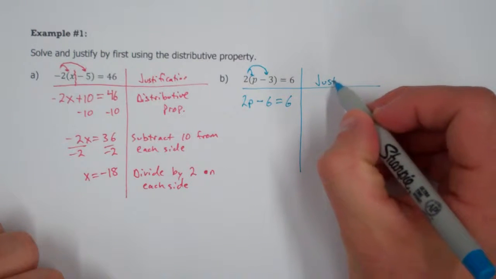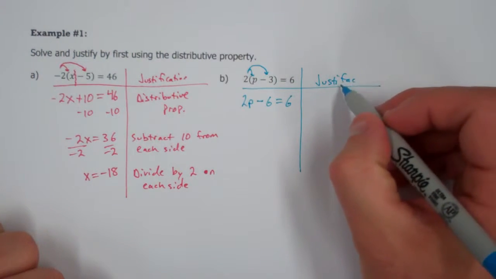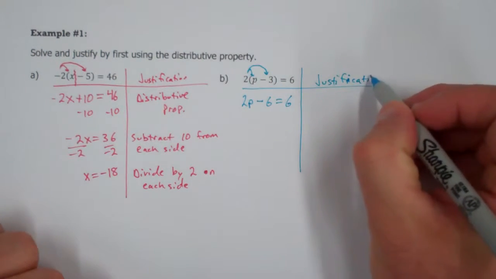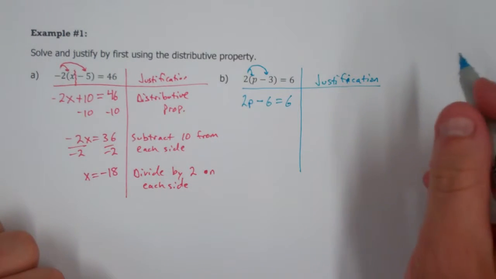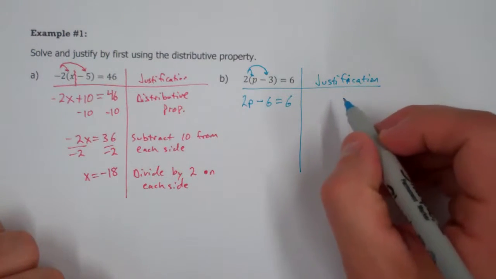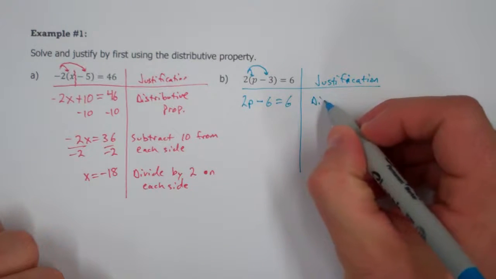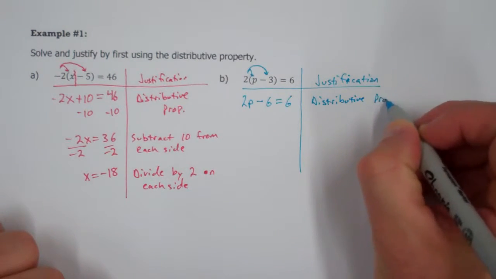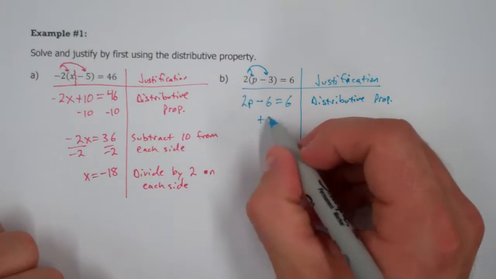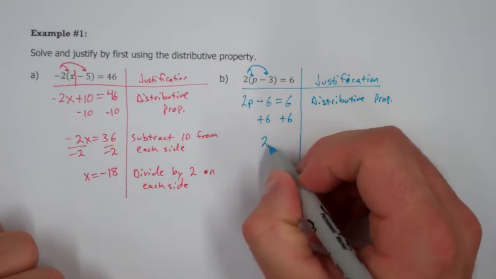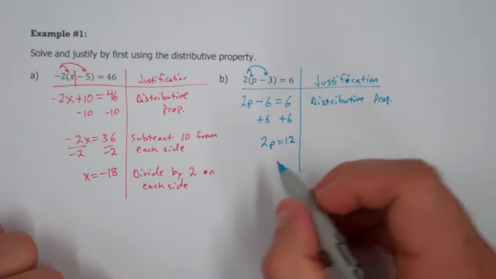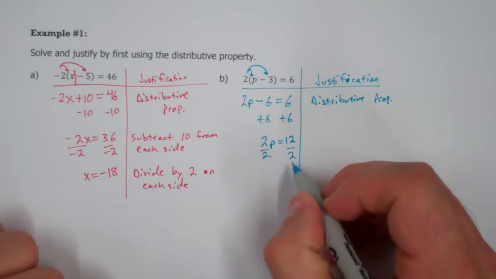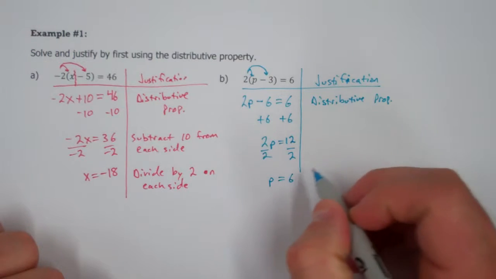Our justification will go here on the right. Justification, there we go. And so for our justification, we'll have distributive property here for the first one. And then we'll add 6 to each side, and then divide by 2. So p will be equal to 6.